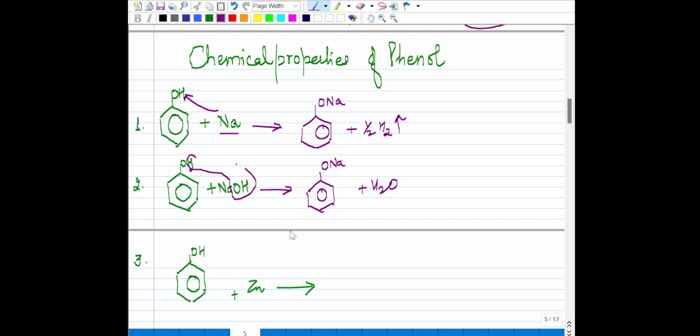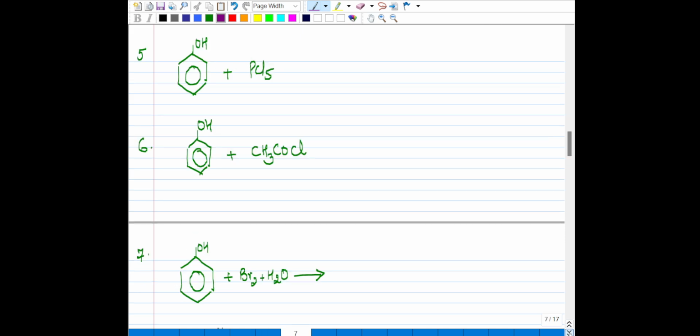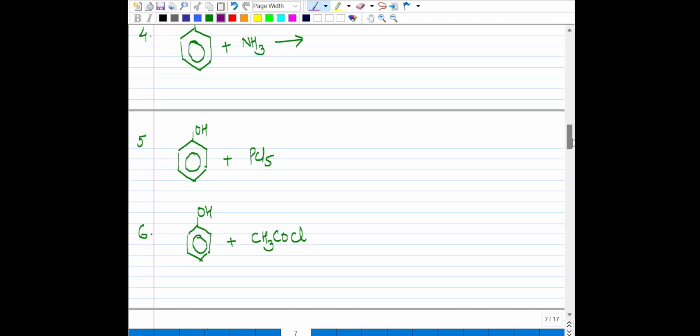Next, when we take phenol and we treat this with zinc, so when this is dry distilled, right, when it is distilled with zinc, so zinc absorbs the oxygen which is present on phenol, and you get benzene, right, along with formation of zinc oxide. So this is an important reaction which can be used for conversions, right, conversion of phenol to benzene.